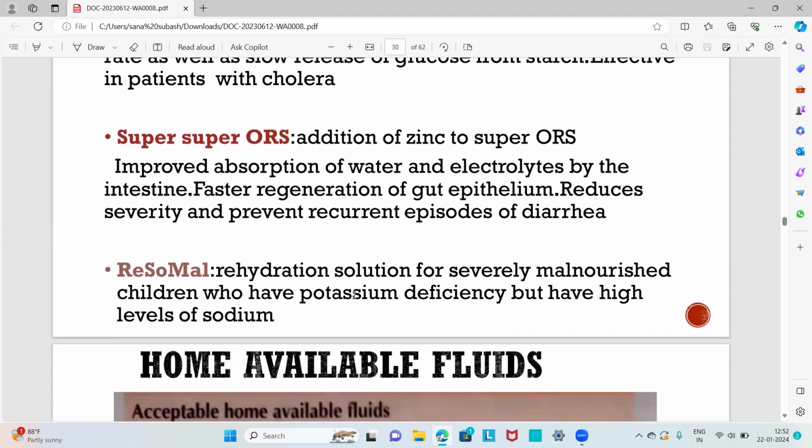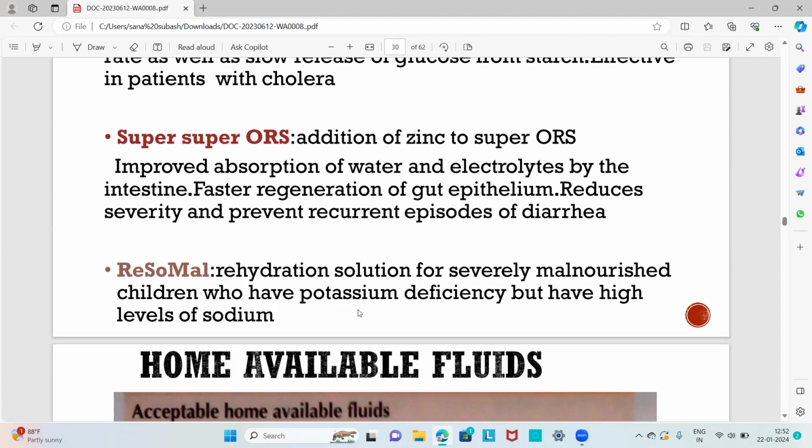Then we have the Resomal. That is, Resomal is a rehydration solution for severely malnourished children who have potassium deficiency, though they have high levels of potassium loss. So in the Resomal, we have to supplement high levels of potassium and low levels of sodium. So Resomal contains high levels of potassium and low levels of sodium.